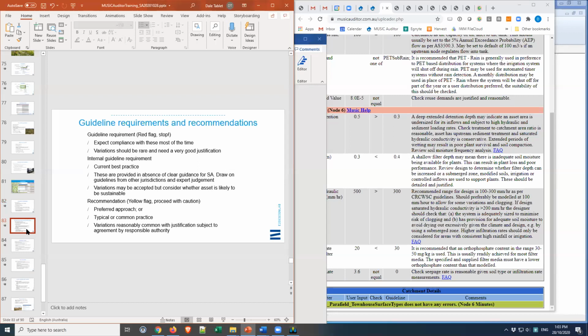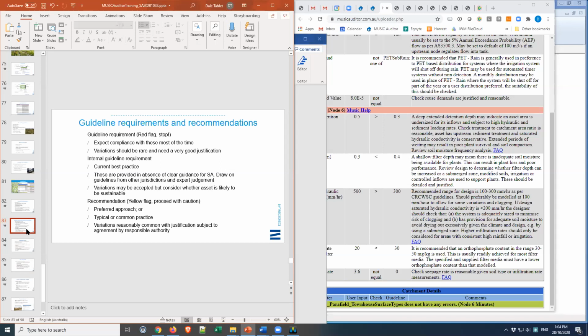Okay, so the way the auditor is structured is that it's checking things that are guideline requirements, things that are what we call the internal guideline requirements, and then the recommendations. So anything that's a guideline requirement, we'd say that's a red flag, stop. We really expect to see these complying most of the time. You shouldn't be varying these very often, and you need a good reason if you're doing it. Internal guidelines are somewhere in between.